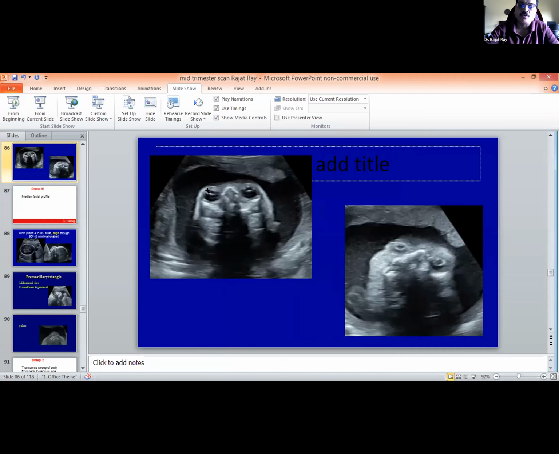In transverse section also you see the orbits, and roughly the distance between the orbits, you can accommodate another eye in between these two orbits. That is the normal distance. So if you feel there is a more gap or less gap, you may measure it and refer to the chart to rule out hypo or hypertelorism.